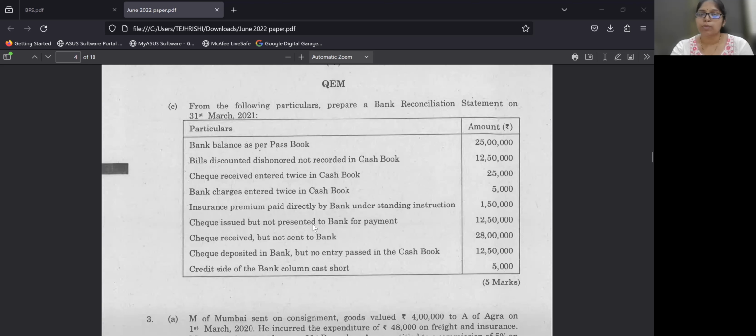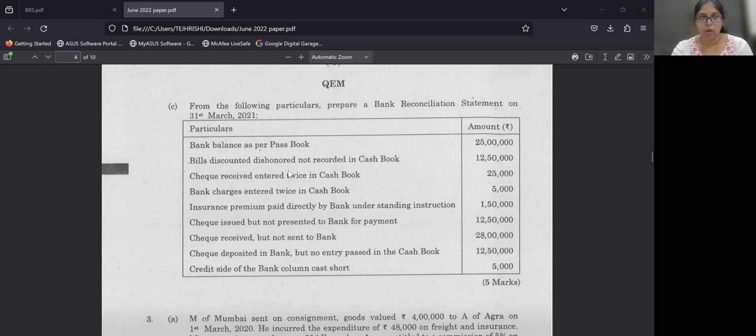Checks issued but not presented to bank for payment. Check received but not sent to bank. Check deposited in bank but no entry passed in cash book. Credit side of bank column cash short.